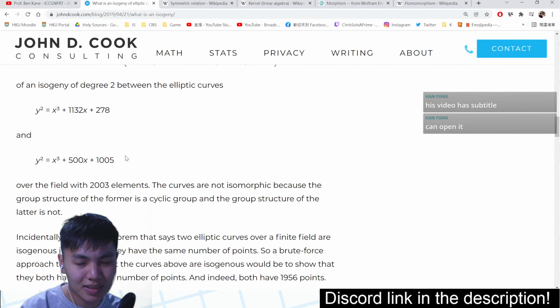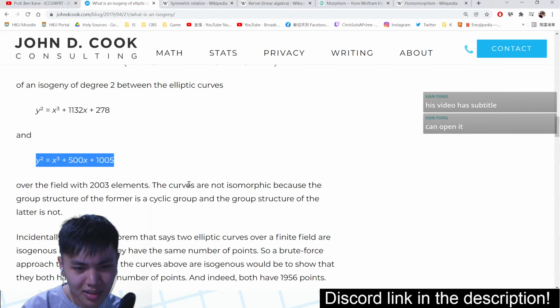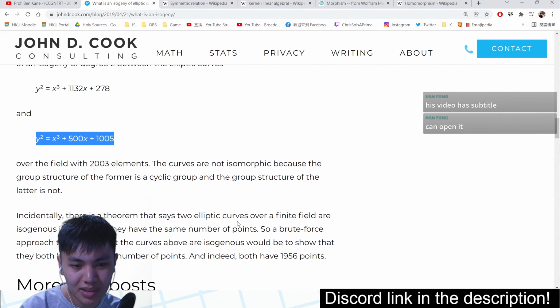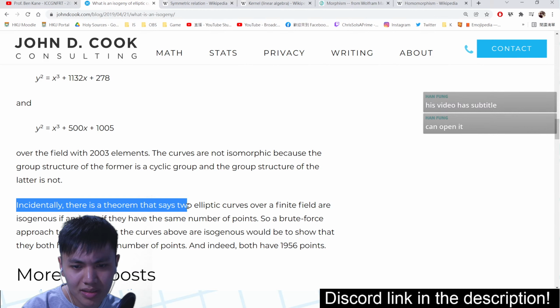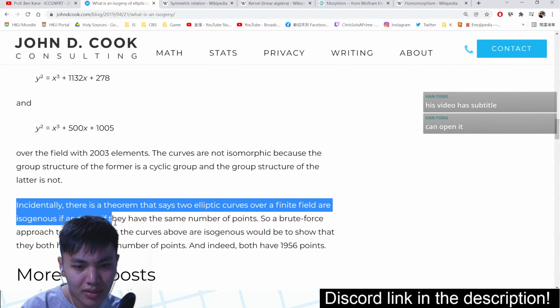I don't know what I'm saying, wait a moment. Maybe it's that the two curves have the same number of identity elements, is that relevant? Not sure, whatever. Incidentally, there is a theorem that says two elliptic curves over a finite field are isogenous if and only if they have the same number of points.